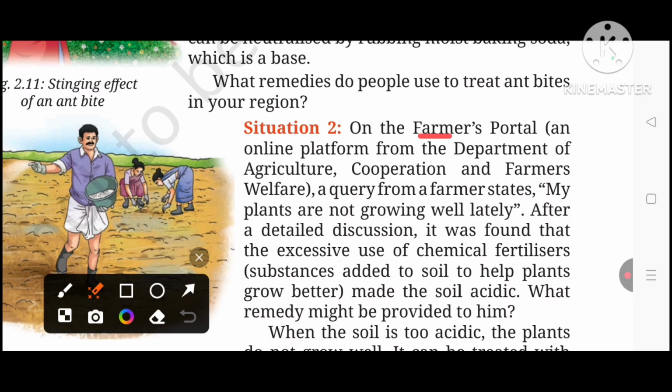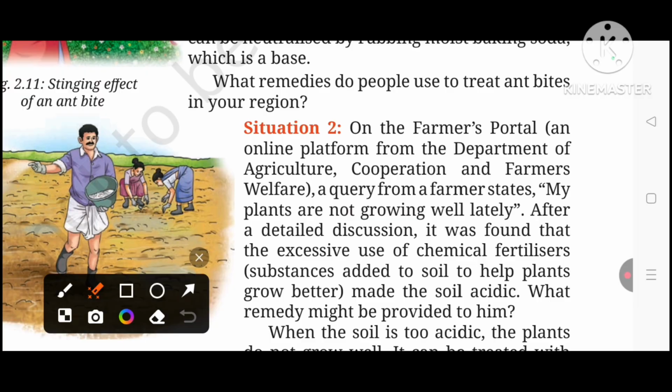Situation two. On a farmer's portal, an online platform from the Department of Agriculture, Cooperation and Farmers Welfare, a query from a farmer states, my plants are not growing well lately. After a detailed discussion, it was found that the excess use of chemical fertilizers, substances added to the soil to help the plant grow better, made the soil acidic. What remedy might be provided to him? Because of the more acidic nature of the soil, the plants are not growing in this area.